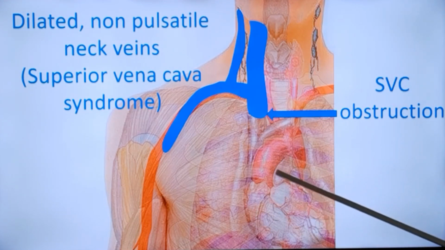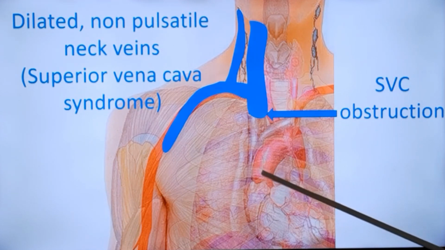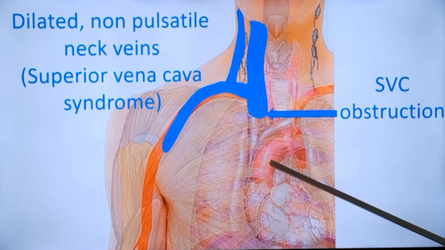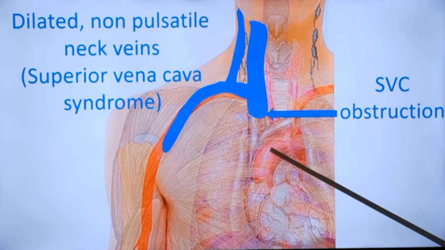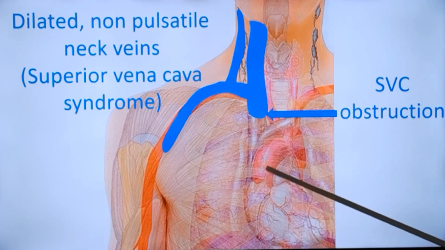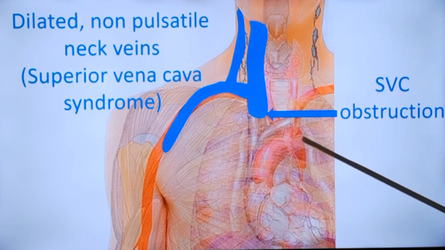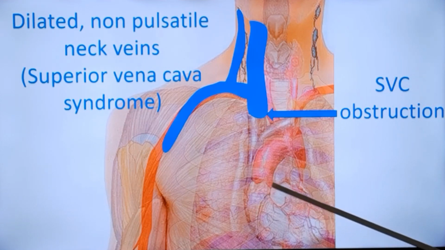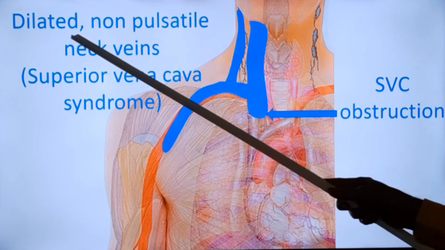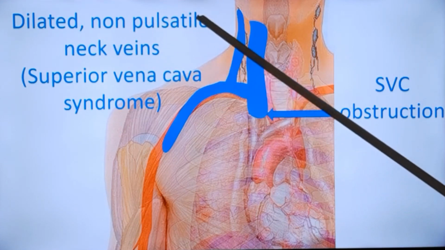Thrombus can sometimes occur when there is a central venous catheter or multiple pacemaker or defibrillator leads, that can cause thrombus formation. Any hypercoagulable state also, there is a possibility of thrombus formation in the superior vena cava. But more common is mediastinal masses causing compression and obstruction to the superior vena cava, causing superior vena cava syndrome with dilated non-pulsatile neck veins.